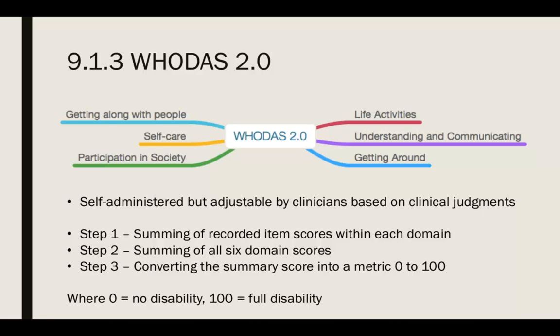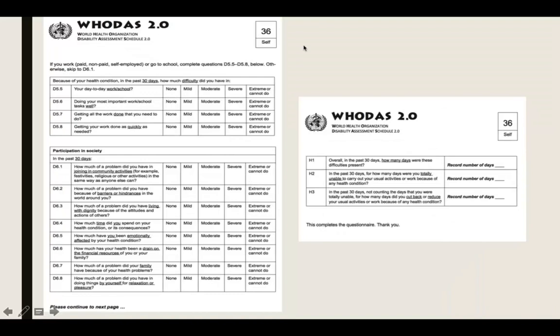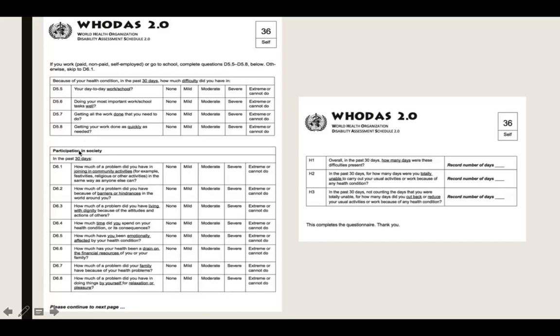There are 3 steps in administering WHODAS 2.0. Step 1 is about the summing of recorded item scores within each domain. Next, the clinician will sum the scores of all 6 domains and convert the summary score into a metric of 0 to 100, where a score of 0 means no disability and 100 means full disability. You might want to pause the video to have a closer look at the WHODAS 2.0. These are the 6 domains: understanding and communicating, getting around, self-care, getting along with people, life activities, and participation in society.